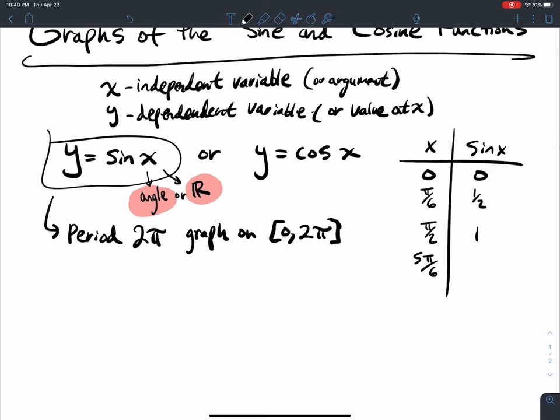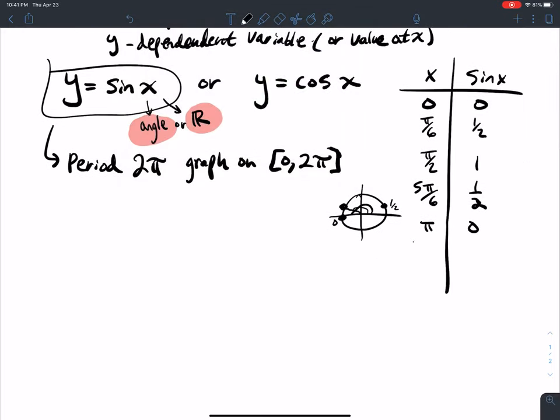If I plug in 5π over 6, this is like going around the circle. We go all the way around to right here, and so it's symmetric. That's 1/2, so this is also 1/2. If I plug in π, I go all the way around, so the y value is 0. 7π over 6 is a little bit further down, that's negative 1/2. 3π over 2, going all the way around to right here, the y value is negative 1. 11π over 6 is just shy of being over here, so that's still negative 1/2. And then going full circle back to 2π, I get back to 0.